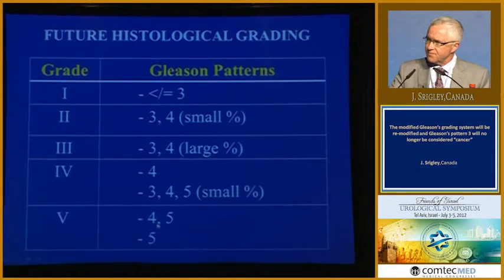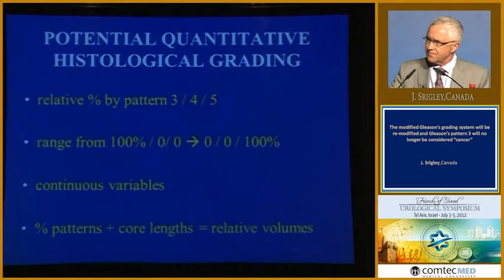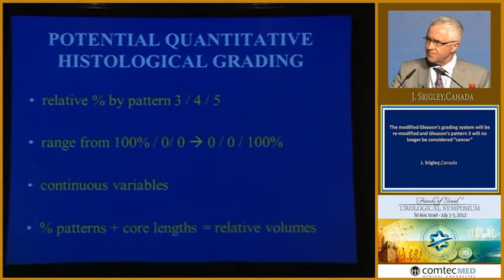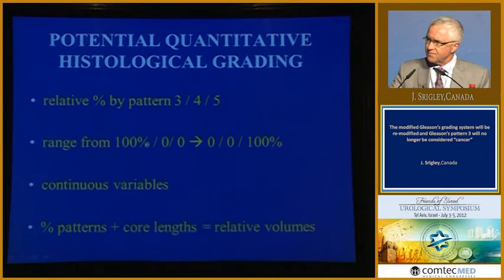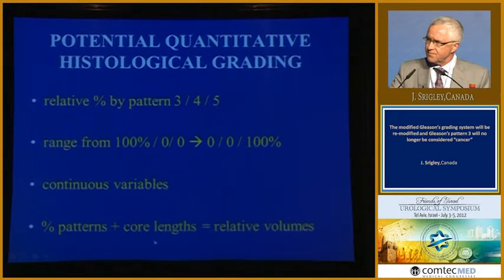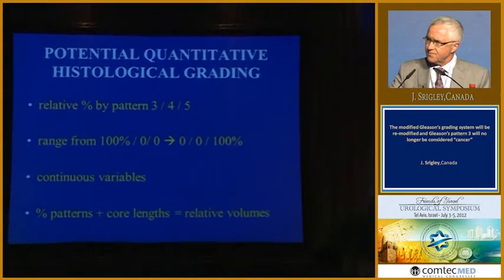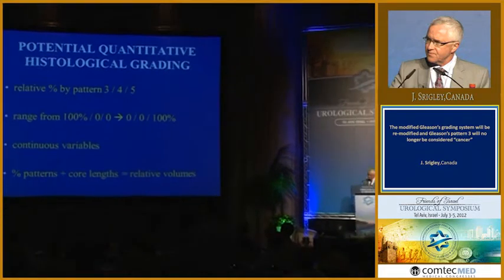So that's one possibility in terms of the son of Gleason. Another possibility that I've been thinking about a lot is trying to do a quantitative grading. So you basically look at the relative percentages of patterns 3, 4, and 5. Then your range would be anywhere from 100% 3 with 0, 0 for 4, 5 to 0, 0 for 3, 4 and 100% 5. Continuous variables. And if you have your core lengths, you can actually develop a relative volume, so you can make a quantitative grading system as well. So I think that might be something that we could look at in a more quantitative way in terms of prognosis.